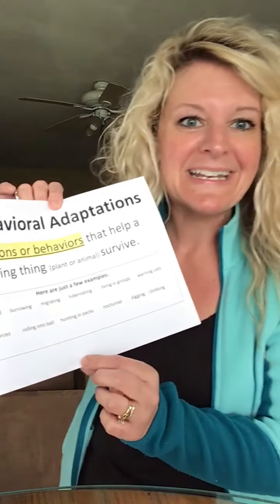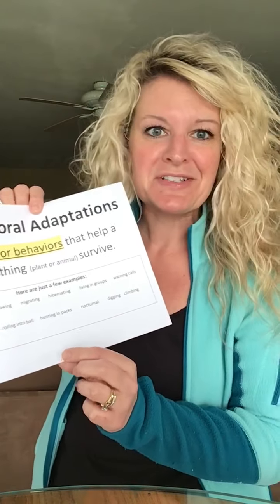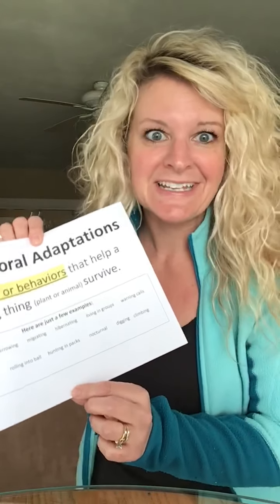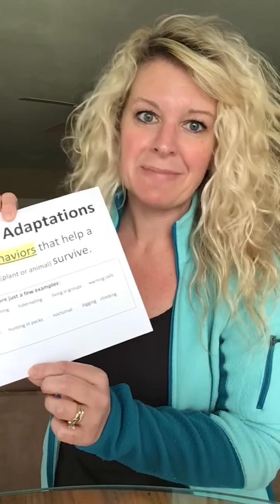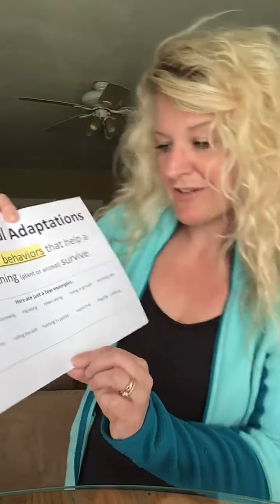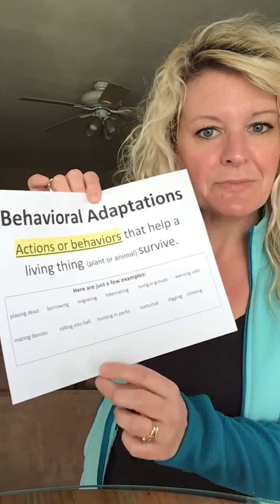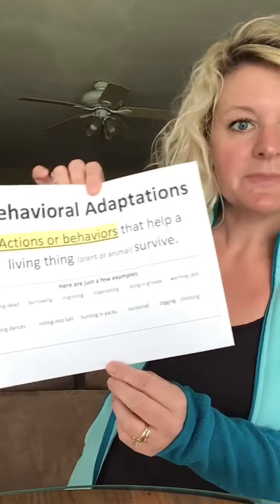Living in groups, warning calls or mating calls, mating dances. Some animals, a lot of birds, do these really funny, elaborate dances to try to get a mate, and that's a behavioral adaptation. Some animals roll into a ball. Some animals will hunt in packs.